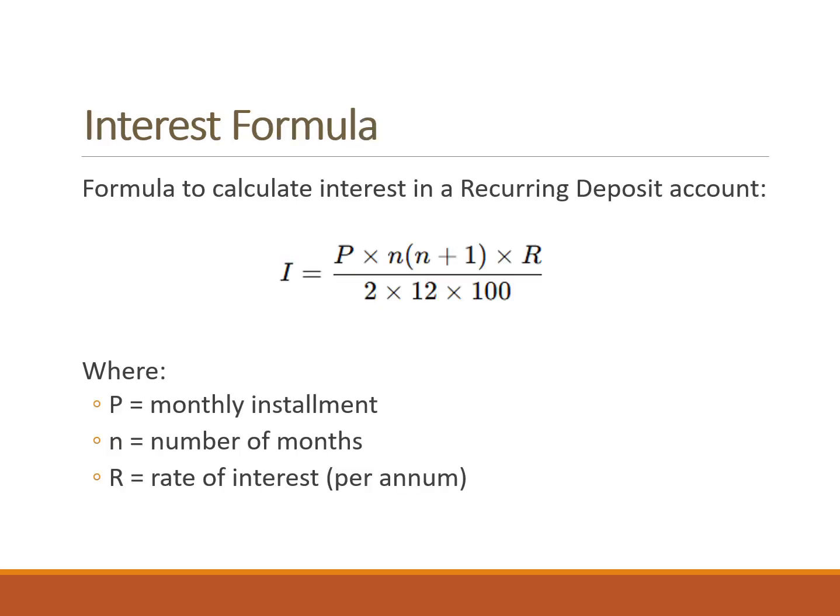To find the interest, we use the standard formula for a recurring deposit account, I equals P times N plus 1 times R, divided by 2 into 12 into 100. This helps us calculate the total interest earned on all the monthly deposits.